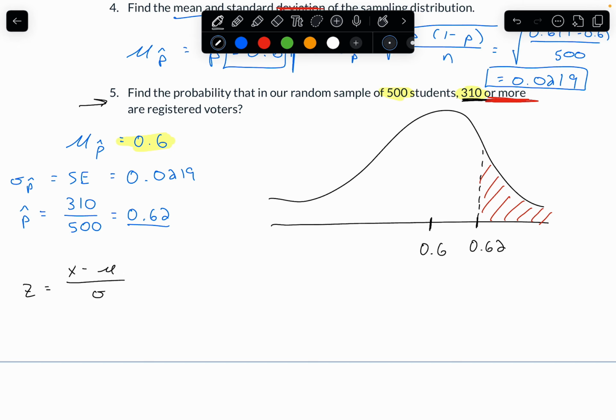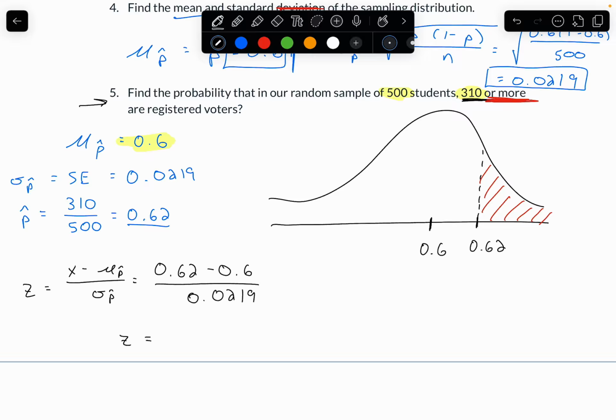The only changes I might make to this formula is to say we're talking about the mean of the sampling distribution of the p-hats and the standard deviation of the sampling distribution of the p-hats. So x is 0.62 minus my mean, which we said was 0.6, divided by our standard deviation, which we said was 0.0219. So we're going to try to find the z-score corresponding to this: 0.62 minus 0.6 divided by 0.0219.